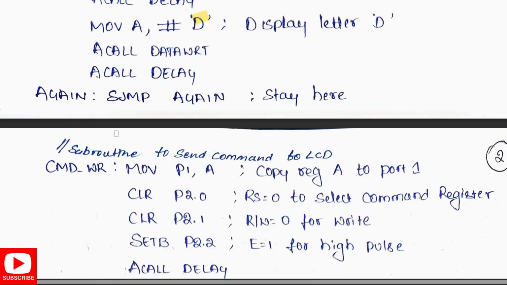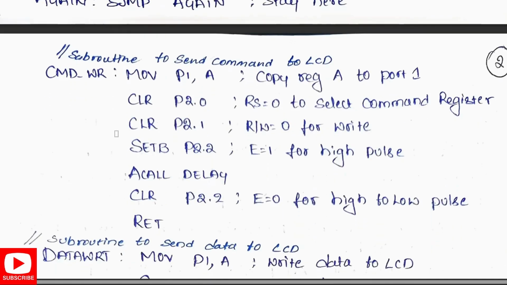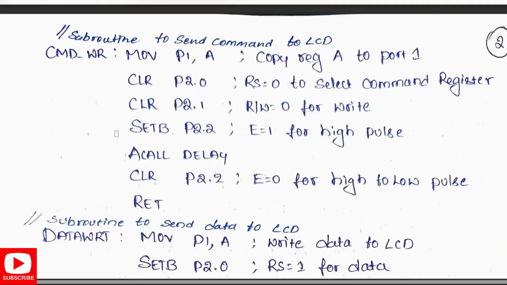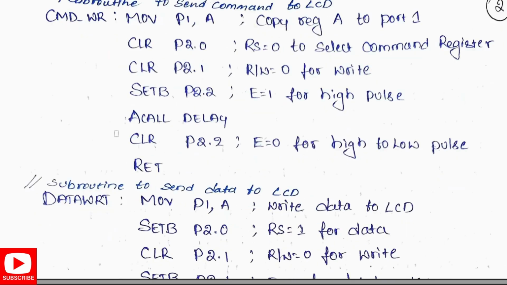Now the subroutine to send the command to the LCD, that is CMDWRT: MOV P1, A, that is move the register A to port 1. Then CLR P2.0 means RS is 0, that is to select the command register. Next P2.1 is read or write, cleared for write. Then SETB P2.2 means E is 1, that is to enable the high pulse. Now call delay. Next again E should be 0, you have to make it low. Then return. This was about our command write.